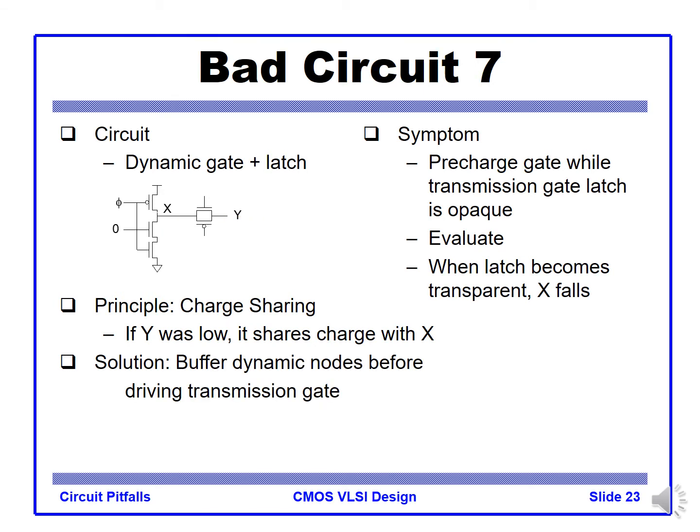So the solution is we can add a buffer after the dynamic load before driving the transmission gate. So we may add the inverter there just after the dynamic load to isolate between the transmission gate nodes and the internal pre-charging node X.